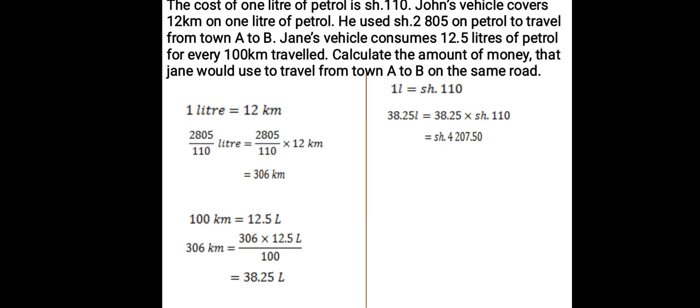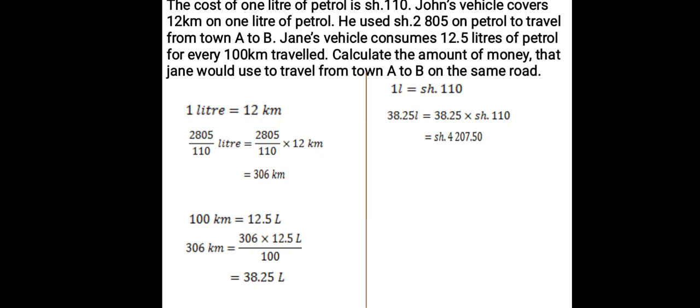Now look at this. 1 liter represents 12 kilometers. Now how many liters did John use? If John spent 2,805 and 1 liter is 110 shillings, so 2,805 over 110 liters will be equivalent to 2,805 over 110 multiplied by 12, which means John traveled 306 kilometers. That is from town A to B.